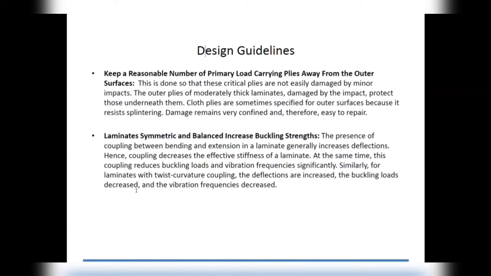And so laminates that are symmetric and balanced increase the buckling strength. The presence of coupling between the bending and extension in a laminate generally increases deflections. When you don't use symmetric and balanced laminates, you're going to get the B matrix that couples the bending and extension stiffnesses, and we know that could increase deflections, so it will make them more prone to buckling. At the same time, it's important to understand that this coupling reduces buckling loads and vibration frequency significantly. Similarly, for laminates with twist curvature coupling, the deflections are increased, the buckling loads are decreased, and the vibration frequencies decrease as well. So it's very important to understand that the buckling loads and vibration frequencies get impacted when you don't use a symmetric laminate and it's not balanced.